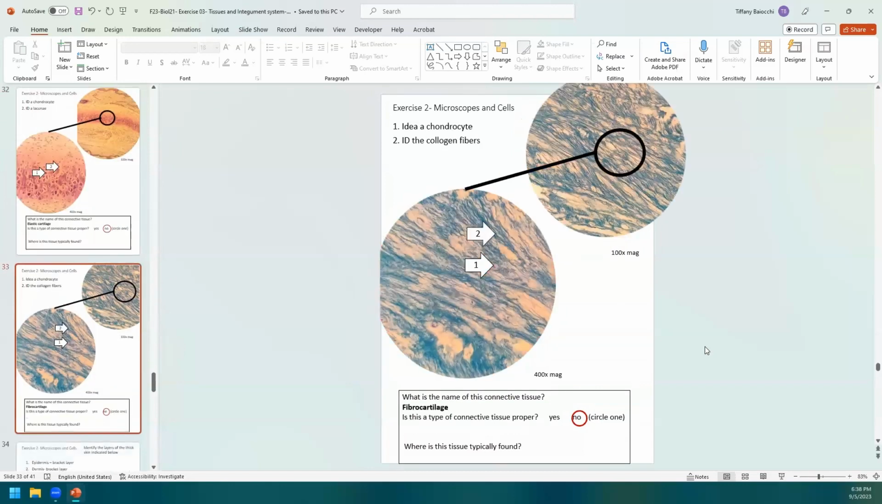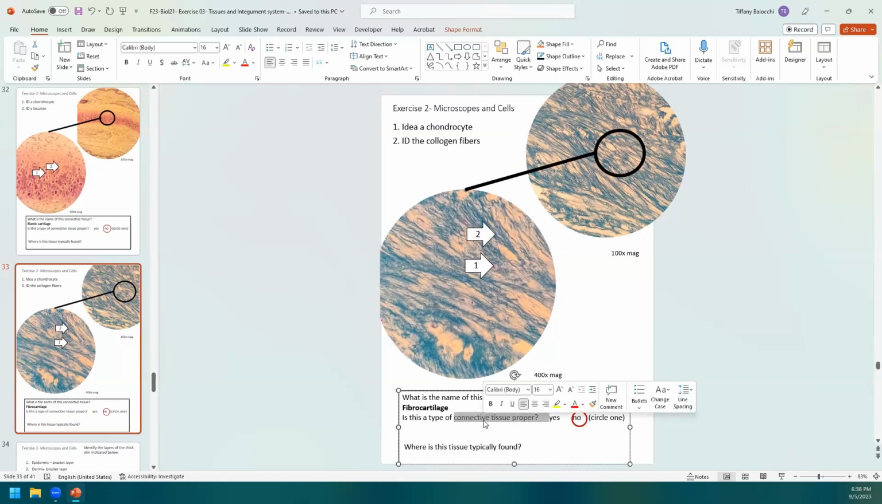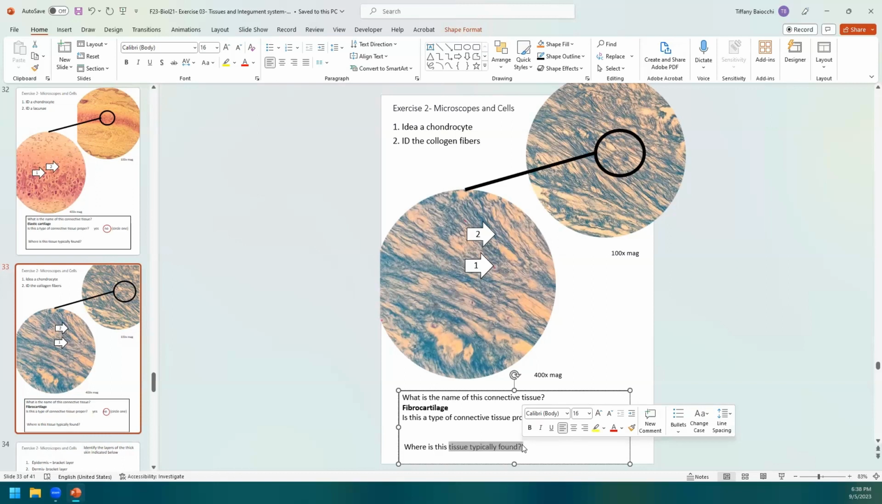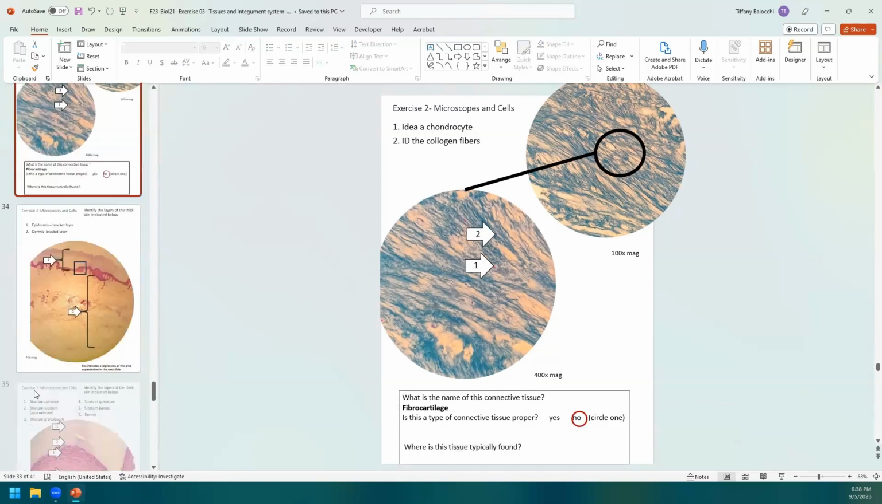And then the last type of cartilage to talk about is fibrocartilage. This is, again, a type of connective tissue, but not connective tissue proper. That's reserved again for the 6 that I mentioned previously. And where is this typically found? Fibrocartilage is found in the meniscus of the knee, and the intervertebral discs are really good places where you would find this particular type of connective tissue.